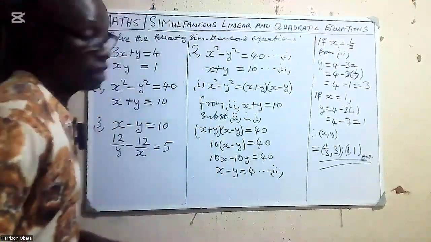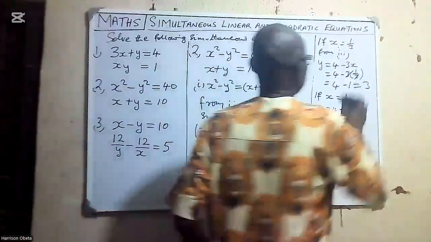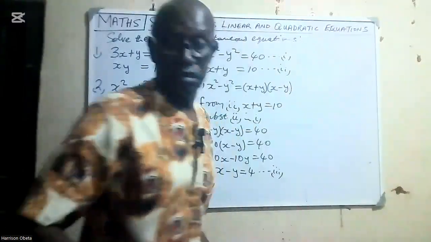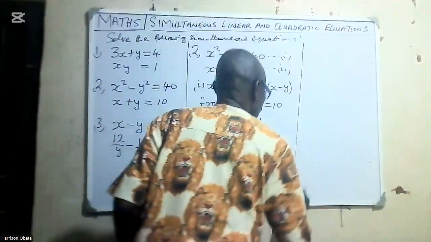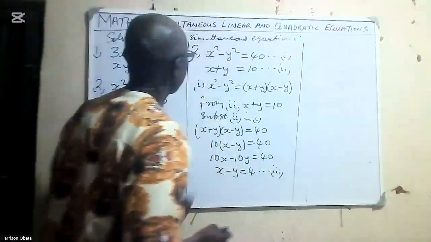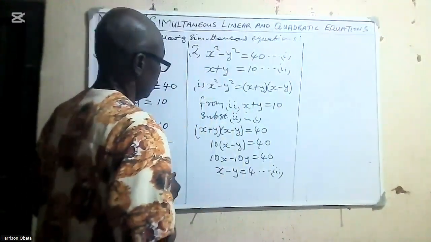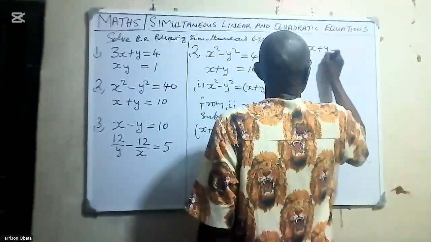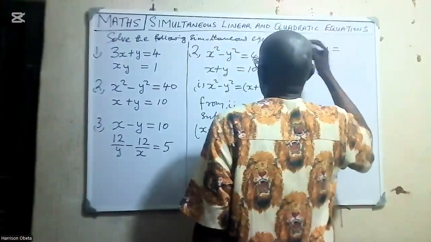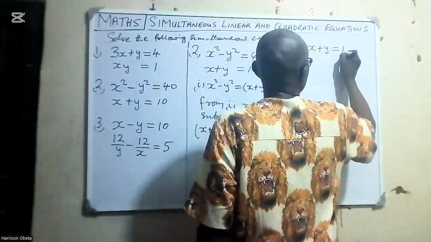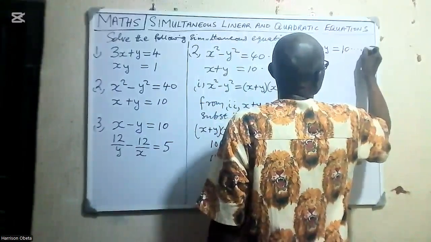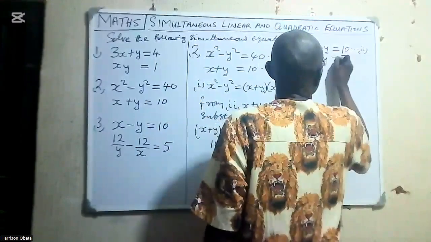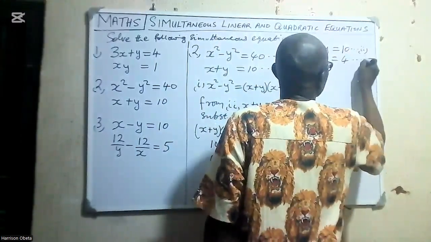So if you bring them together, we are going to now use equation 2 and 3. So we have x plus y is equal to 10, equation 2, and then x minus y is equal to 4, equation 3.